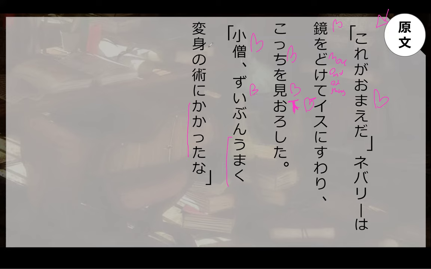Henshin no jitsu ni kakattanada. So the transformation technique. Kakattana. He's basically saying that the transformation spell had completely worked. Umaku. It worked super well, in an umaku way, which is completely successful. Zuibun. Perfect.